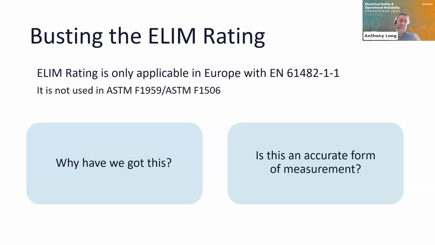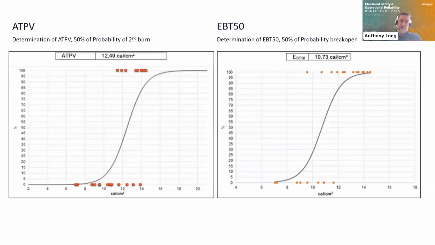You can really guarantee it, but it isn't. So moving on to the next slide. This fabric here is the same test of a fabric. You've got the 50% probability of a secondary burn, 50% probability of break open. This is on the same fabric, okay?